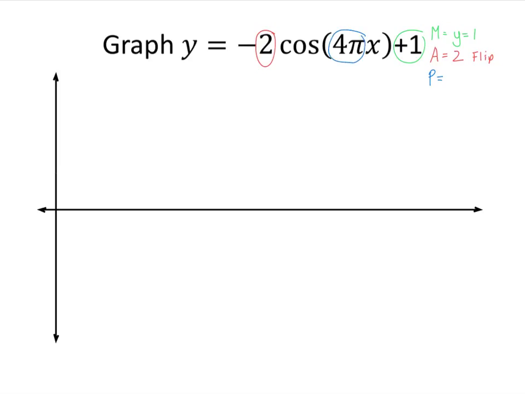And our period here is related to that. That's b. So it's going to be 2 pi divided by 4 pi. You always take 2 pi and you divide it by that number right there. And when I reduce that, this cancels, I get 1/2. So my period's a half. So those are the 4 things happening. We are going to have a midline at 1. You're going to be flipping it and going up and down by 2. And your period is a half.